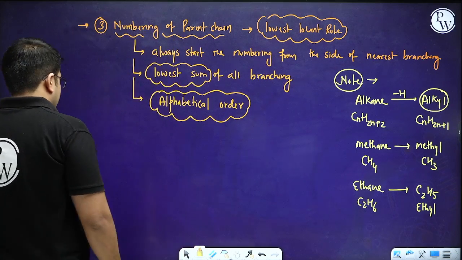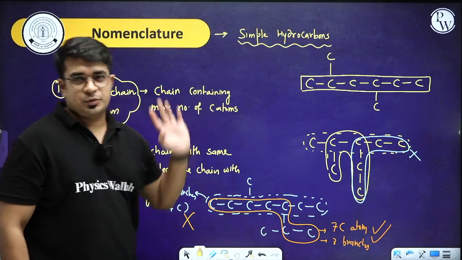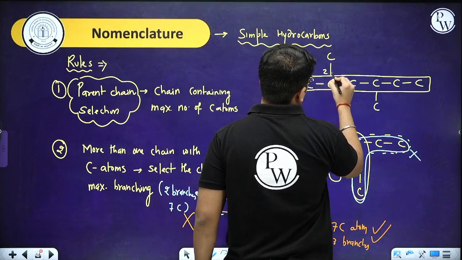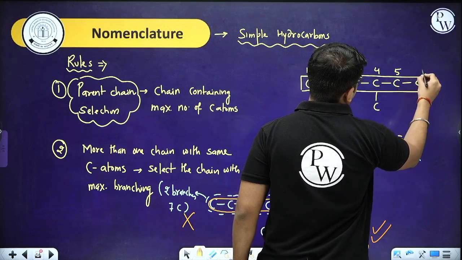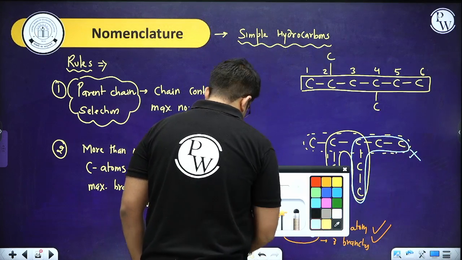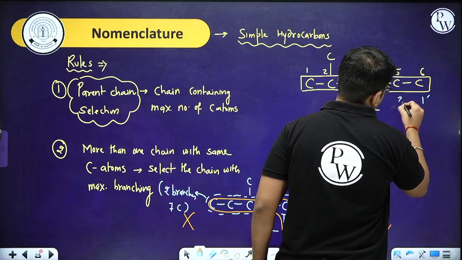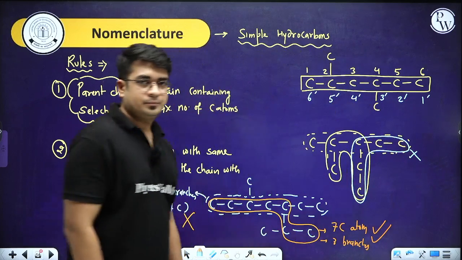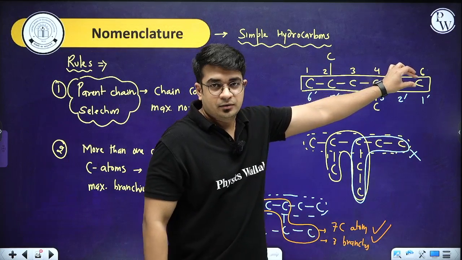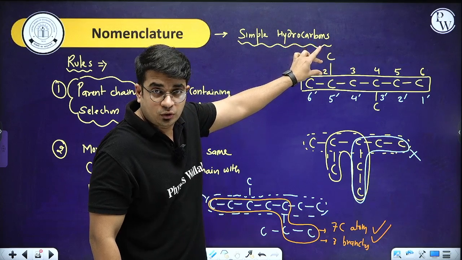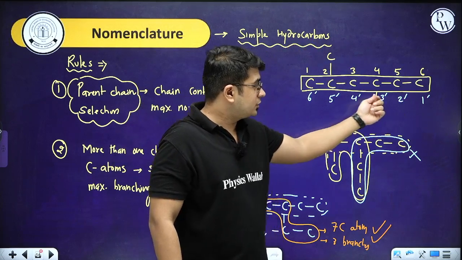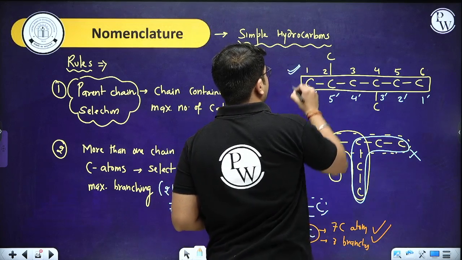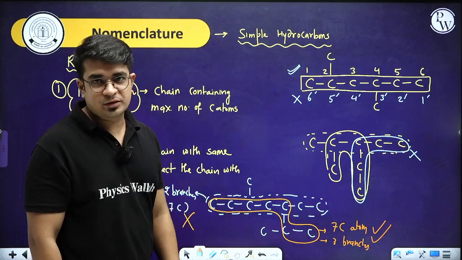Okay. Now, for example, this is the situation. So I can start the numbering from 1, 2, 3, 4, 5 and 6, or I can start the numbering from 1, 2, 3, 4, 5 and 6. If I am using this numbering, the first branching appears at position 2, nearest. From this side, the first branching appears at position 3. It is far. So I can prefer this side, not this one. Okay. I hope this part is clear.